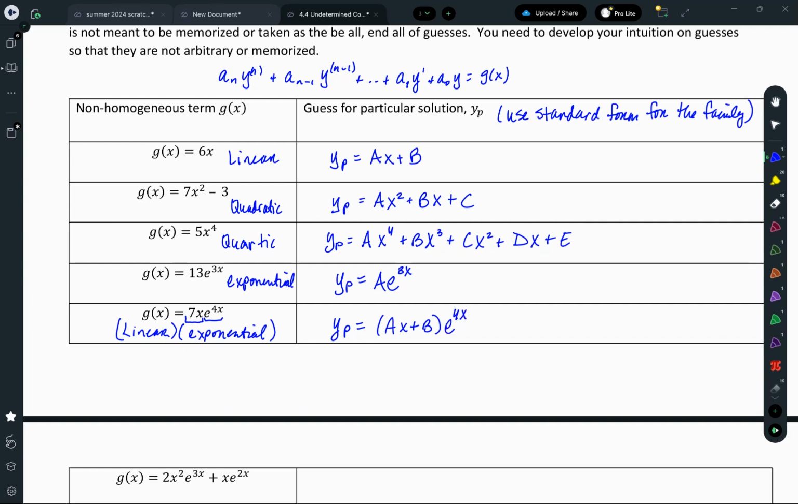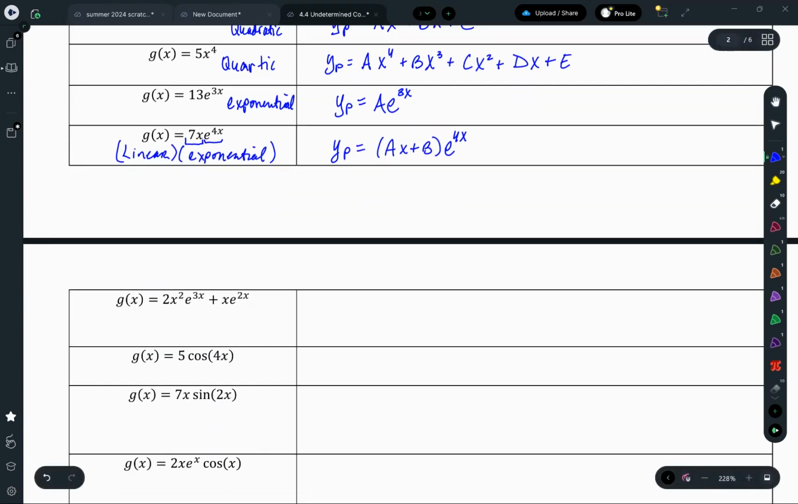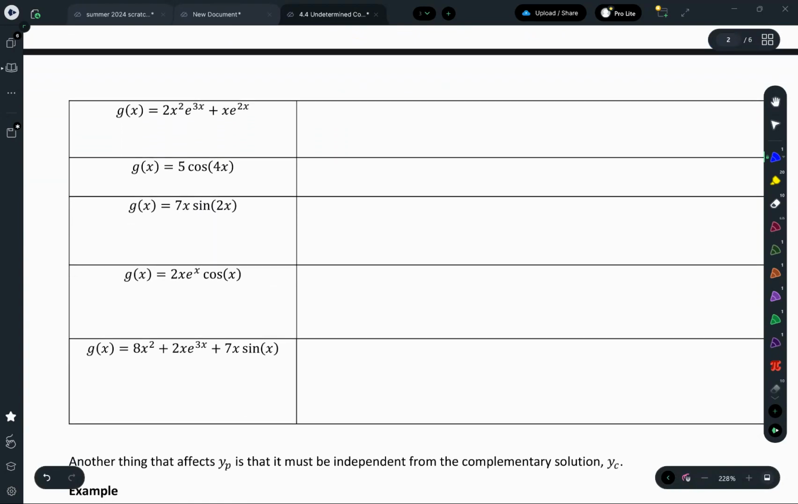But notice I didn't put another constant in front of the e to the 4x. That's because the linear function is doing that job, right? You think of up above when g of x was 13 e to the 3x, that was a constant family times an exponential. So I just had the constant A times the exponential. In the last one, we have a linear function times an exponential, so I do a full-blown linear times the exponential. All right, we've got more. I want to make sure we get lots of practice with this.